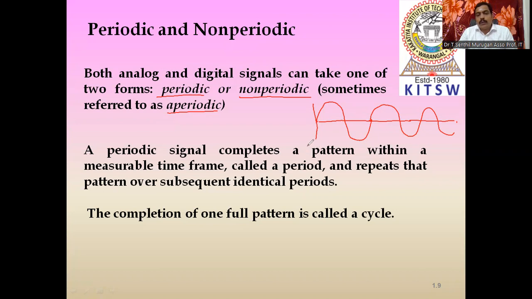The completion of one full pattern is called a cycle. For example, consider 0 degrees, 90 degrees, 180 degrees, 270 degrees, and 360 degrees, where 360 degrees is the complete pattern. This is called a cycle, so up to this point is one cycle. We can represent a periodic signal with the same pattern.